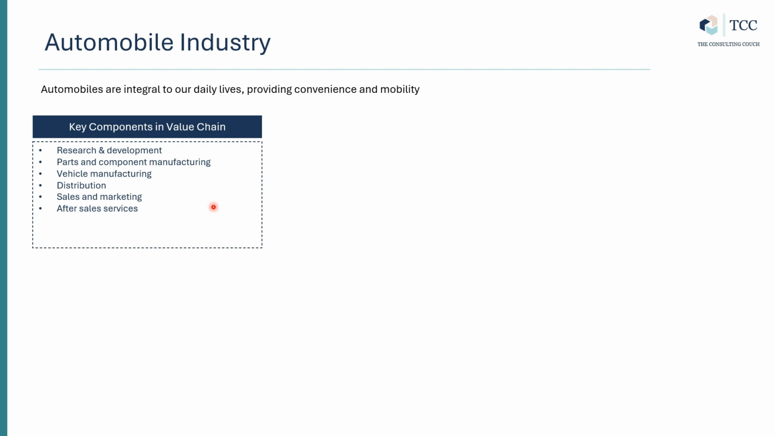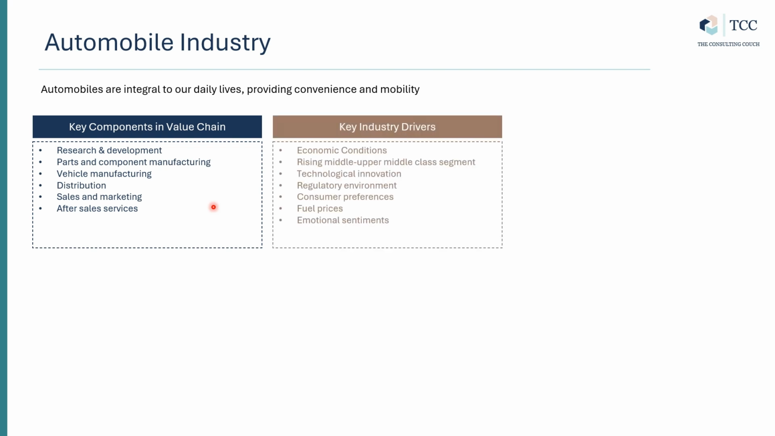Now we are going to discuss what are the key drivers in the automobile industry. Economic conditions, consumer purchasing power and economic growth impact vehicle sales directly. Technological innovation, advances in electric vehicles, autonomous driving and connectivity is very crucial when it comes to automobile industry. Regulatory environment. Regulatory environment can include emission standards, safety regulations, and government incentives.